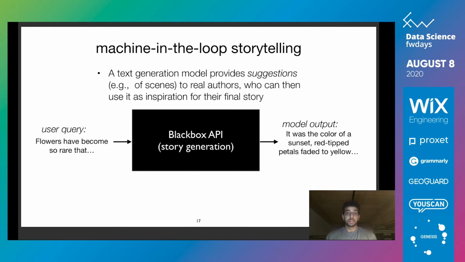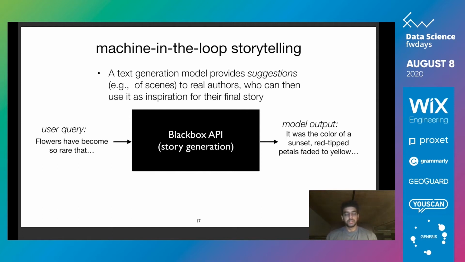So in a machine-in-the-loop storytelling setup, we have a human writer who has maybe an idea for the story that they want to write. But maybe they're stuck with writer's block, or they don't have any idea of how to continue what they've written up till this point. And so our idea is that when they get to this point, they can click a button and ask a model how it would continue the story. And then they can use the model's generated text as inspiration for whatever they want to write in the future. So in this case, our black box model is the story generation model.